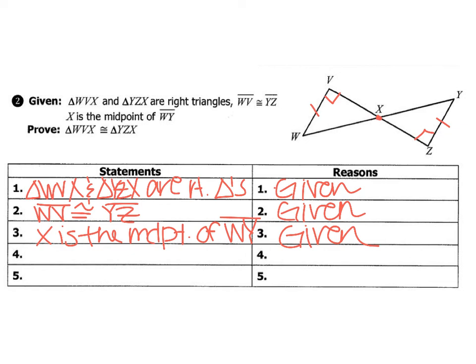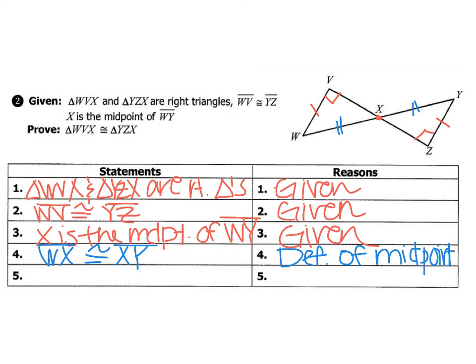Now, from that piece of information, if X is the midpoint of WY, we know that WX is congruent to XY. We know that because that is the definition of a midpoint. So that's another statement we can make, that WX is congruent to XY. And we know this because we're given that X is the midpoint, and that is the definition of a midpoint.